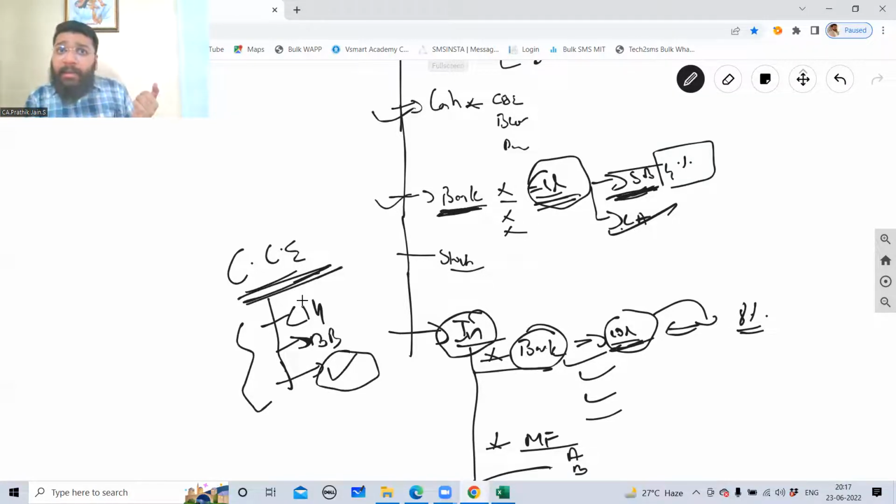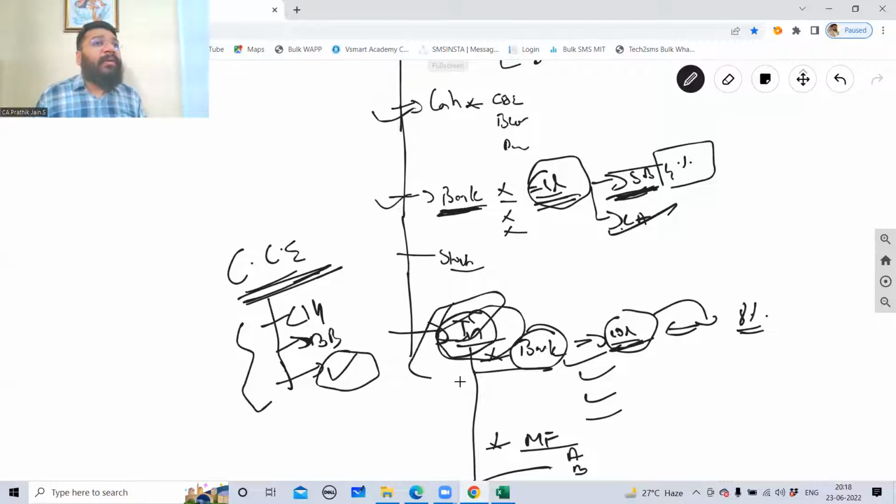So where will I put this? Will I put it in the trading and P&L account? No. Will I put it in the balance sheet? Yes. Will I put it on the liability side? No, because liability reminds me of to whom I should pay. Asset will remind me from whom I should receive. So I should receive this investment from whom? From the bank.